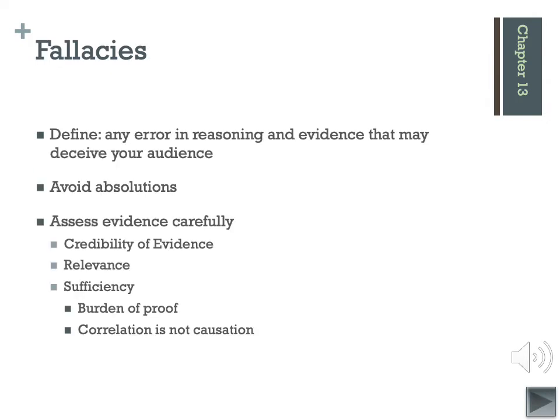A fallacy is an error in reasoning and evidence that may deceive your audience. You should consider what claims you're making and be sure that what you're saying is, in almost every case, true. If an audience member could challenge you or cite even one instance of what you claim to be an absolute is not or not true, your credibility is compromised. So the first suggestion here is to avoid absolutions. Avoid saying something that is always or never true.